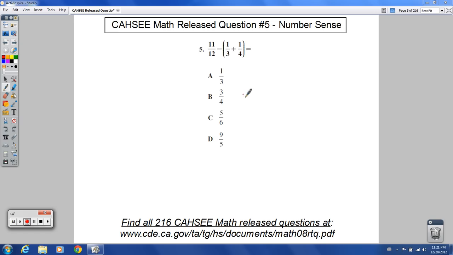Welcome to release question number 5 for CAHSEE Math. Alright, number 5, we've got this fraction problem right here: 11/12 minus, and then in parentheses, 1/3 plus 1/4. How do we deal with something like this?